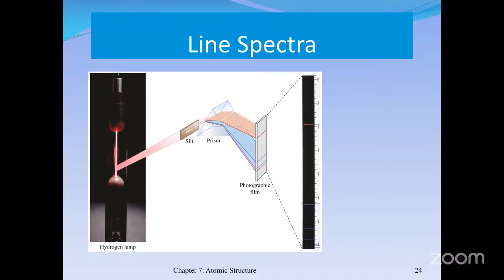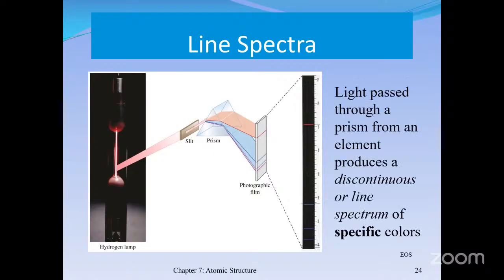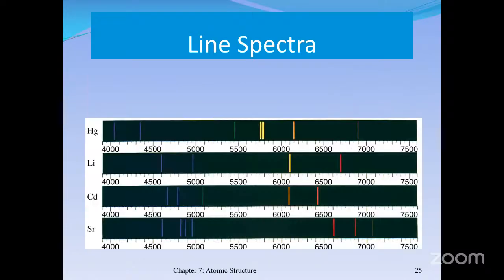So it turns out that different elements under these same conditions will produce different line spectra, right? And understanding how these line spectra are formed is key to understanding how the electrons are arranged in the atom, all right? So that is what is produced in the case of hydrogen. And I think I have some others here. Okay, and these are the line spectra of other elements: mercury, lithium, cadmium, and strontium, right?